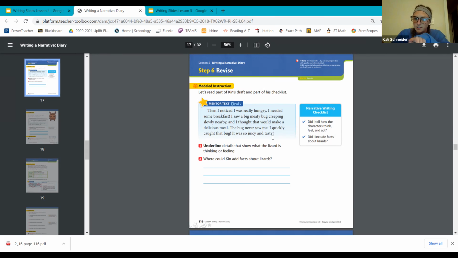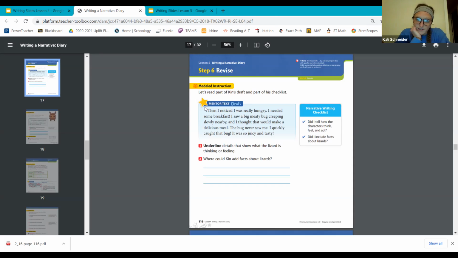So our narrative writing checklist says, 1, did I tell how the character thinks, feels, and acts? So we're reading it to make sure that that was in our writing or in our mentor writing. Then we're going to look and see, did I include facts about lizards? For us, it would be, did I include facts about sharks? So let's go ahead and read it.